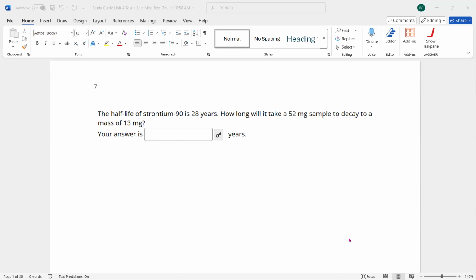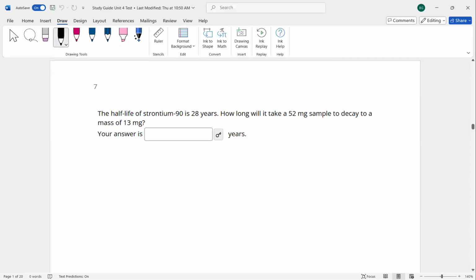The half-life of a certain substance is 28 years. How long will it take a 52 milligram sample to decay to a mass of 13 milligrams? Very simple problem, right? This is about an exponential decay. This is an exponential decay problem.